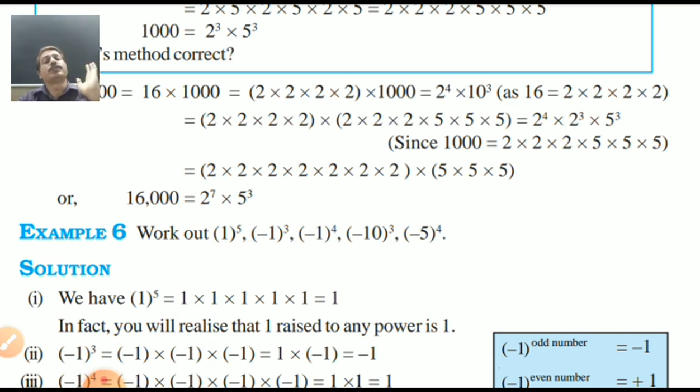Minus 1 raised to 3. Minus 1 into minus 1 into minus 1, 3 times. Answer is negative, since the count is odd. Minus 1 raised to 4, 4 times. Answer is positive, because it is an even number.